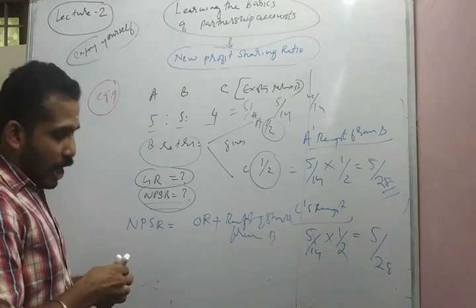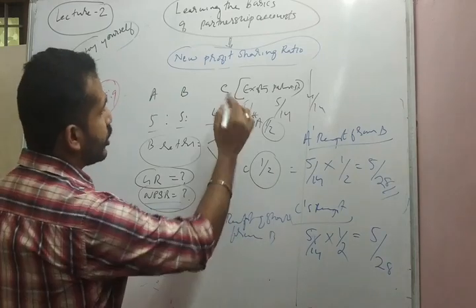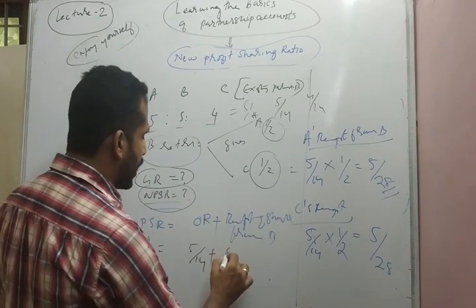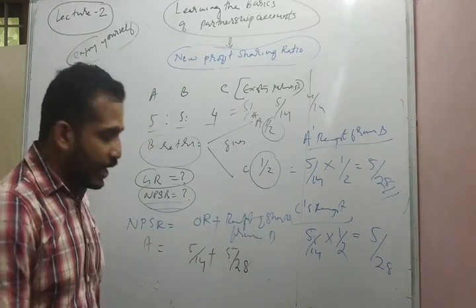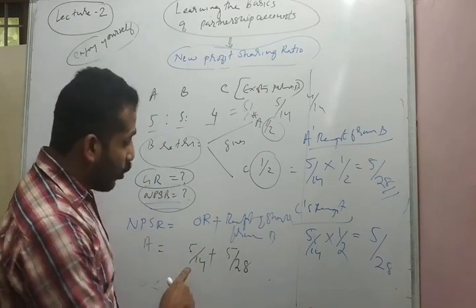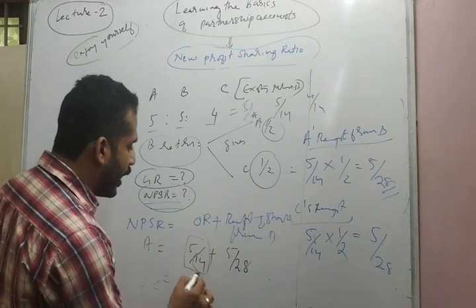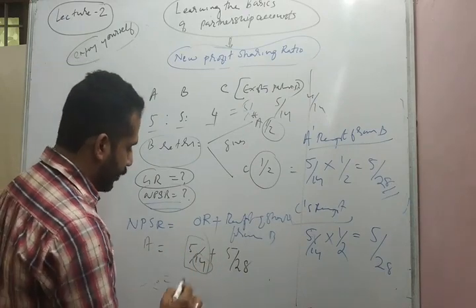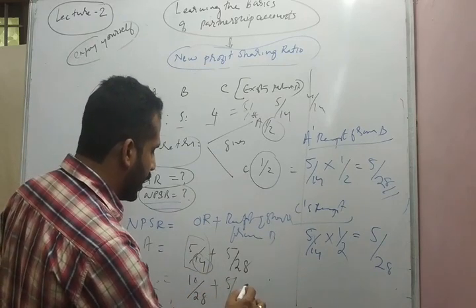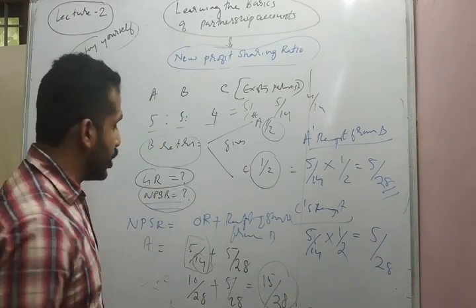So in the case of A, how can we calculate the new profit sharing ratio? In the case of A, the old ratio is 5 by 14 and receipt from B is 5 by 28. You can convert this 14 into 28. How? 14 into 2 is equal to 28. So converting this denominator into 28, we will get 10 by 28 plus 5 by 28 is equal to 15 by 28. This is A's new share.